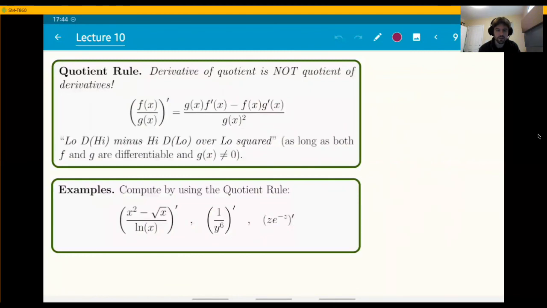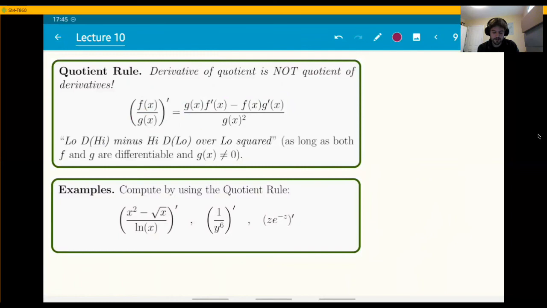Again, it's important. We need to remember this always. The derivative of the quotient is not the quotient of the derivatives. It actually works like this. If you have to differentiate f over g, this is the answer. And there's a mnemonic that people use, the thing that you can say to yourself to remember. It's like low d high minus high d low over low squared, where high and low mean f and g.